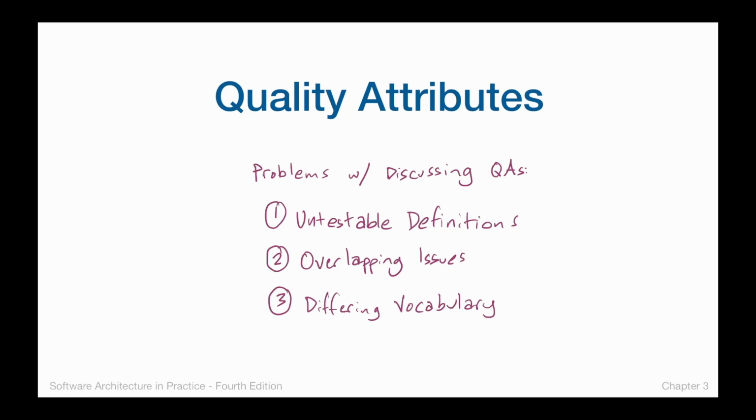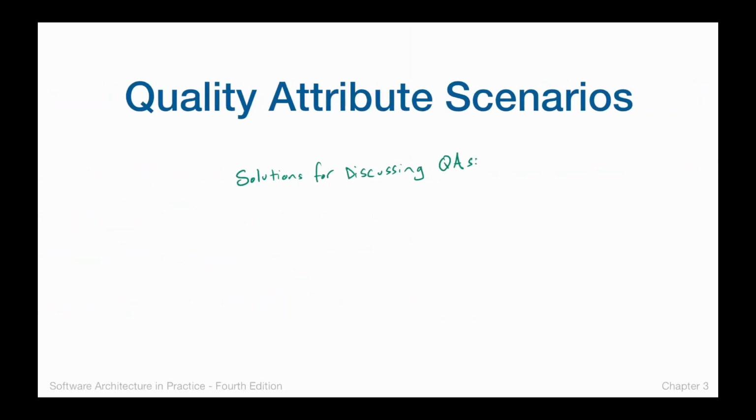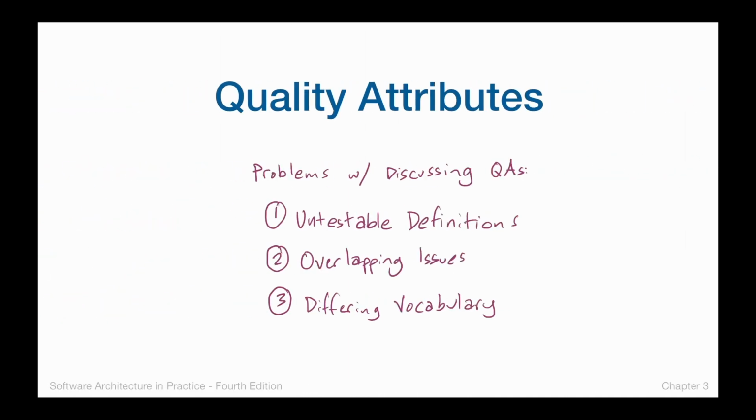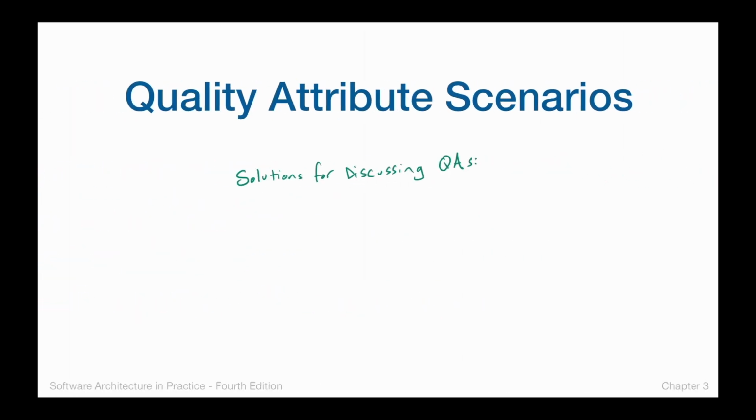So those are some of the issues that we're going to run into when we're discussing them. And we need to have some solutions for how to deal with that as we get through this chapter so that we can all be on the same page as we're discussing these quality attributes. So one of the first solutions is quality attribute scenarios. And what that is going to help us solve are these first two problems.